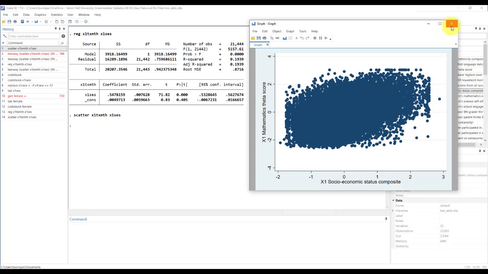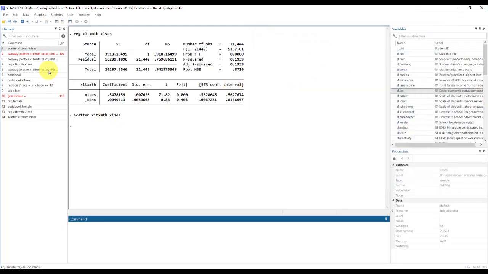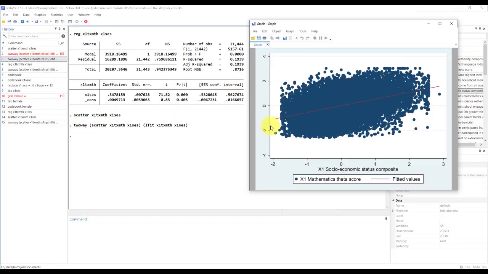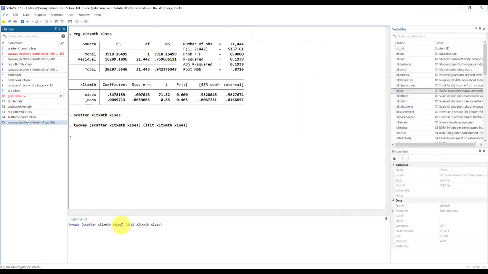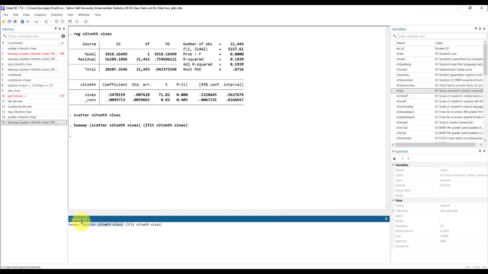And so let's say that we want to reduce this to make it simple. What we can do is just have a line that summarizes the relationship here. So the line sort of takes the average of y for each value of x, and that's what we get. But let's say that we just want to get rid of the scatter plot.